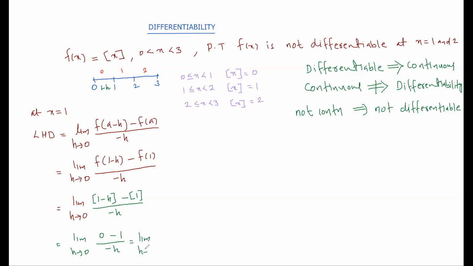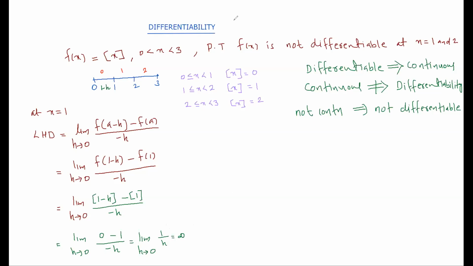Which is equal to limit h goes to 0 of 0 minus 1 by minus h, which is equal to 1 by h. And when h goes to 0, this will go to a very big positive number, infinity. It will not be defined. Understood?